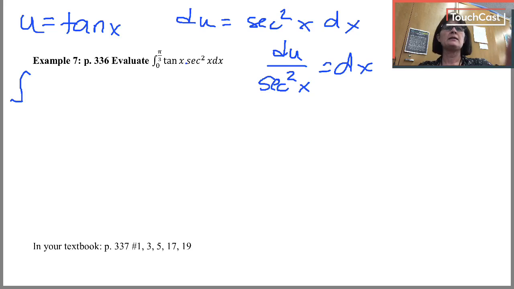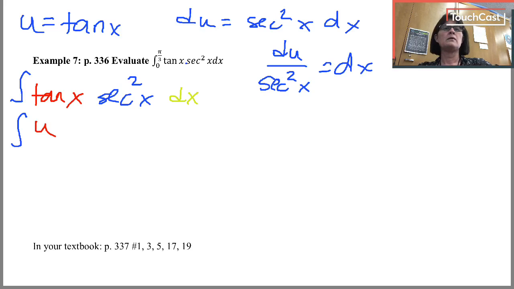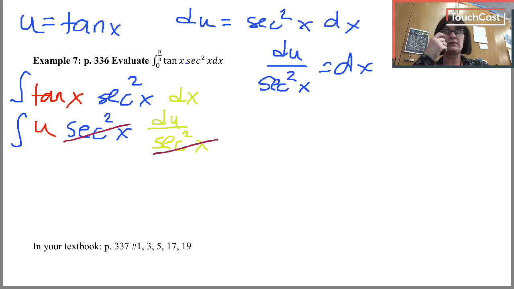I'm going to write tangent x, secant squared of x, and I'm going to write dx. And now I'm going to rewrite that integral, and instead of tangent x, I'm going to write u. Secant squared of x, I'm going to leave there for a second. You can probably see what's about to happen. Instead of dx, I'm going to write du over secant squared of x. And now I notice, thank goodness, it's what I needed to have happen. This secant squared of x and this secant squared of x are going to cancel.